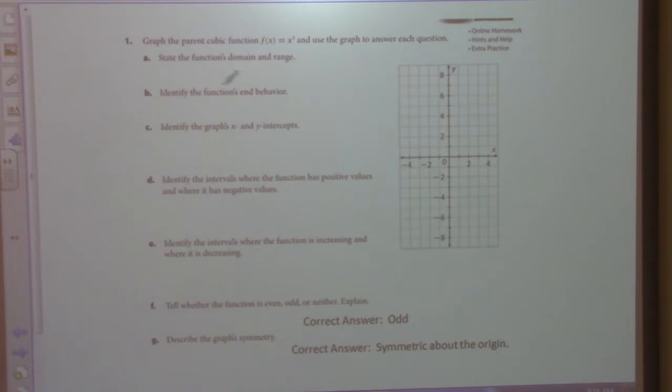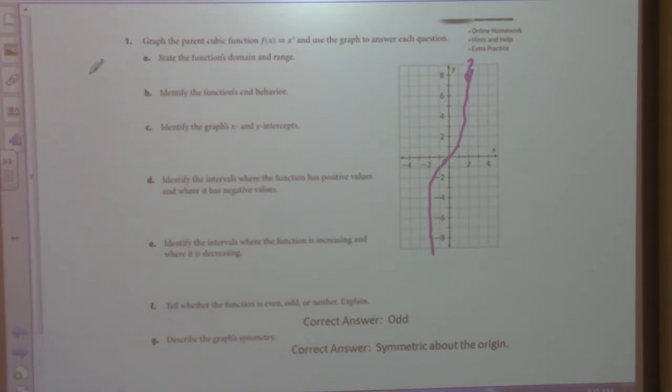It says graph the parent cubic function f of x equals x cubed and use the graph to answer each question. Just like we did in class a couple weeks ago, we mark in 0, 0, and 1 cubed is 1, 2 cubed is 8. Negative 1 cubed is negative 1, negative 2 cubed is negative 8. So we have this function looking something like this. Not drawn very well, but this is probably about as good as can be done.